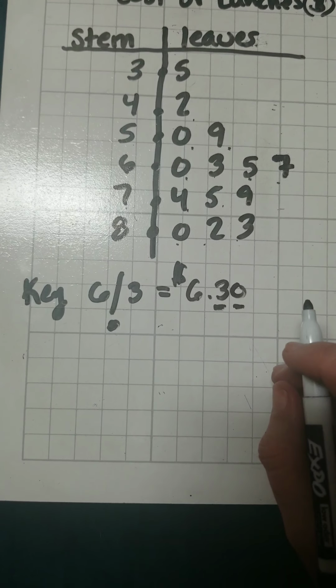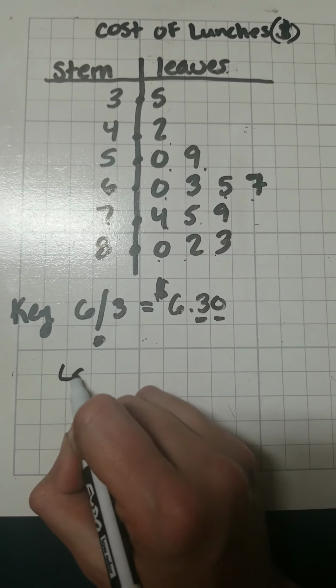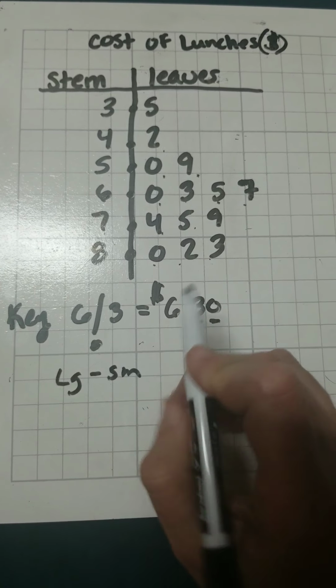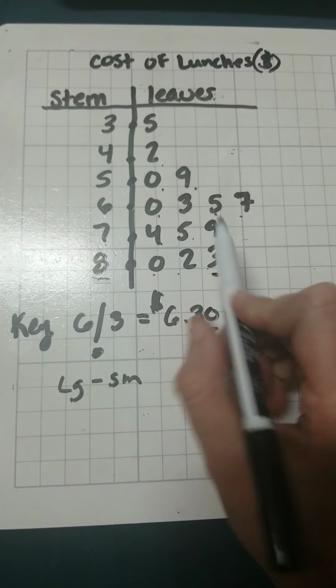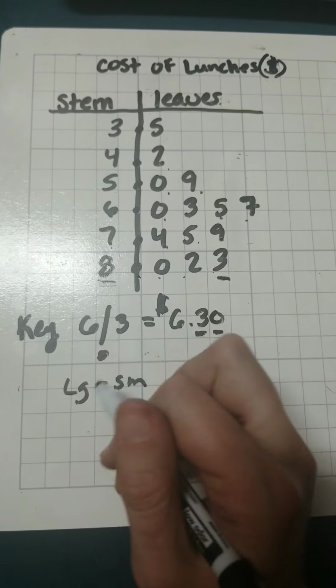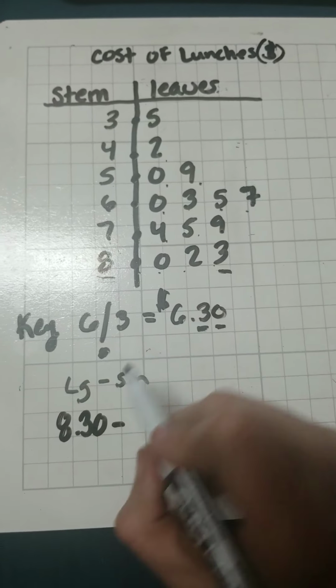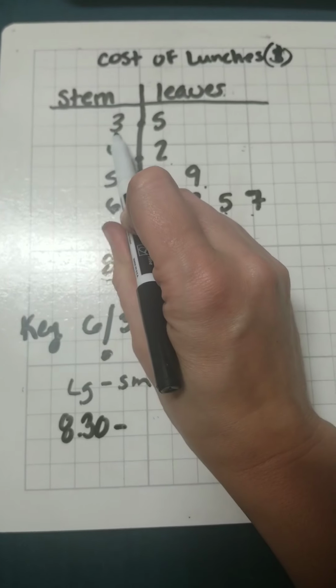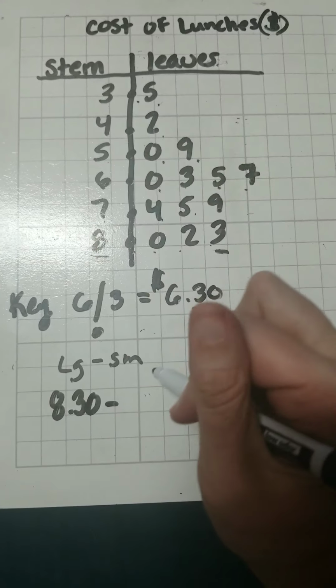So now we're going to talk about the mean, the median, the mode, and the range. So the easiest one to do is the range. That is the difference between the largest number and the smallest number. So the largest number is always the very last stem and the very last leaf. So that is $8.30. And then I'm going to subtract the smallest number, which is always the very first stem and the very first leaf. So this is $3.50.